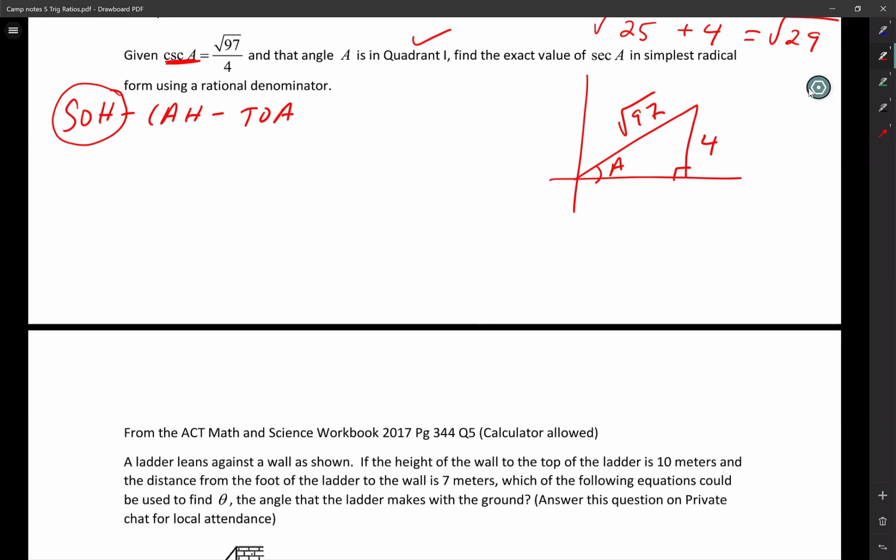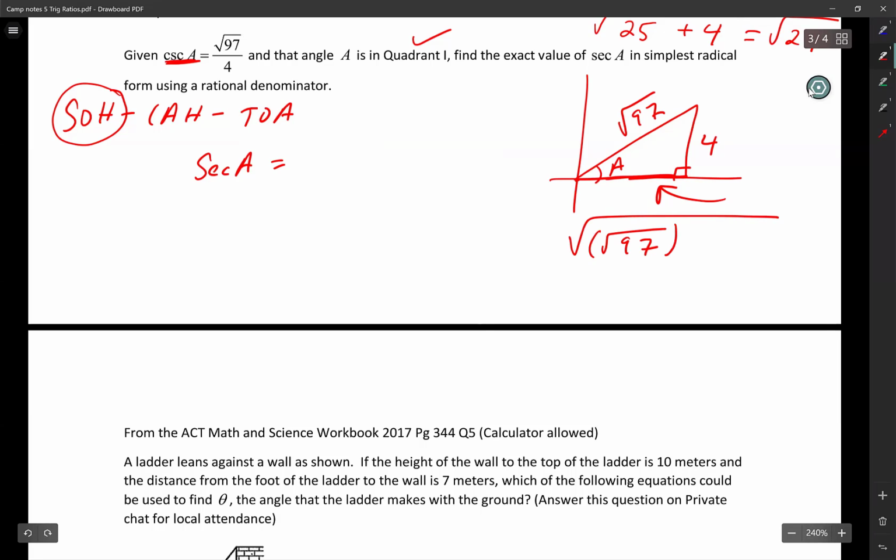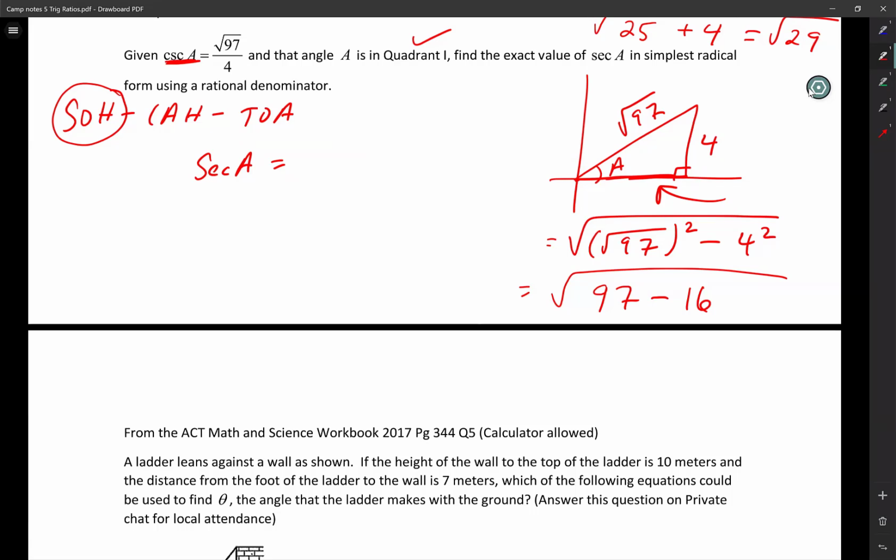All right, here we go. What do I need? It says that I want secant A, and secant's a reciprocal of cosine, so that means I need that guy. I need this length. So to do that, we're just going to go square root of 97 squared minus 4 squared. All right, when we do that, square root of 97 squared is just 97. And then 4 squared is just 16. Are they being nice to us again? I think they are, guys. Let's see, 97 minus 16, 81. Yep, they're being nice to us.